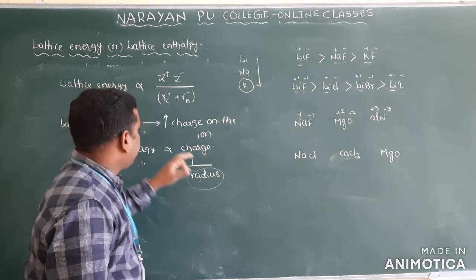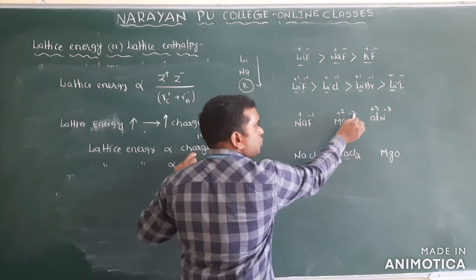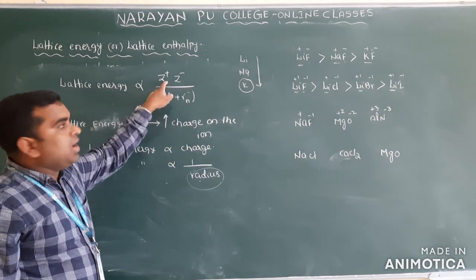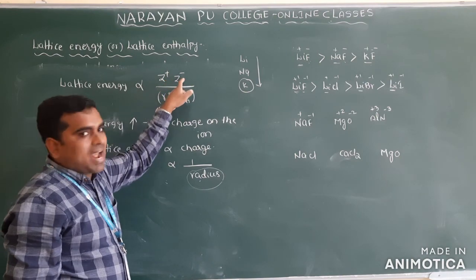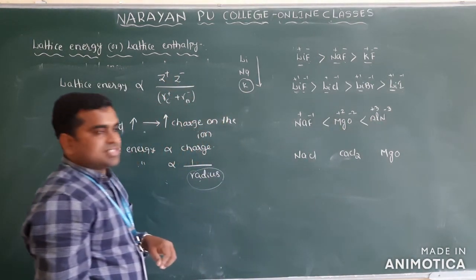Lattice energy is directly proportional to charge. 1 into 1 is 1 here, 2 into 2 is 4, 3 into 3 is 9. Because lattice energy is directly proportional to the multiplication of the charge on the cation and the anion. So the one with the highest charge will have the highest lattice enthalpy.